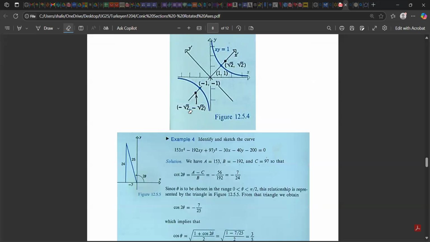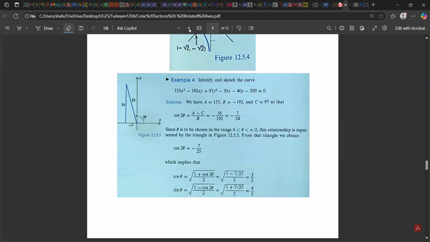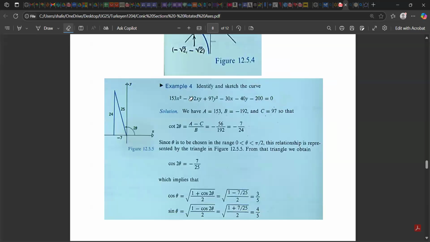Let's look at another one. They give you one here. Identify and sketch this curve. Horrible looking. There is an XY term right away, so we're dealing with a rotated conic. So what's the angle of rotation? We use this relationship: cos 2 theta equals (A minus C) over B. Put in the numbers there, you get this. So theta is somewhere between 0 and pi over 2.